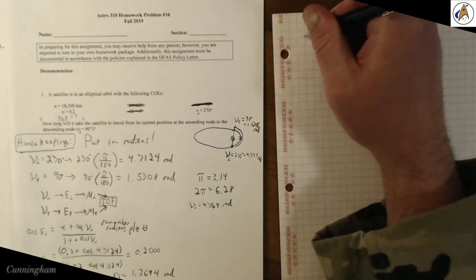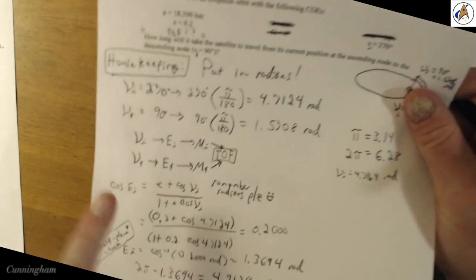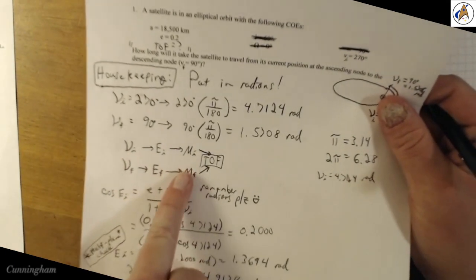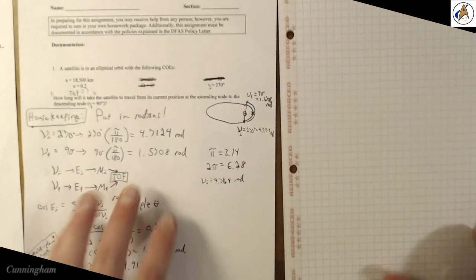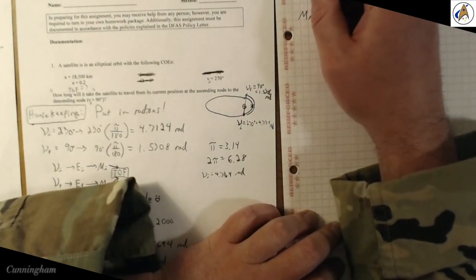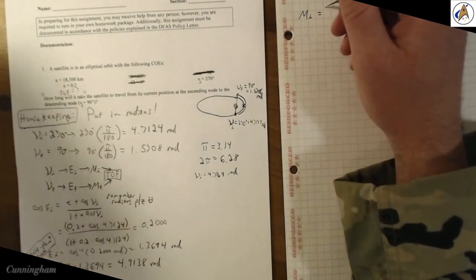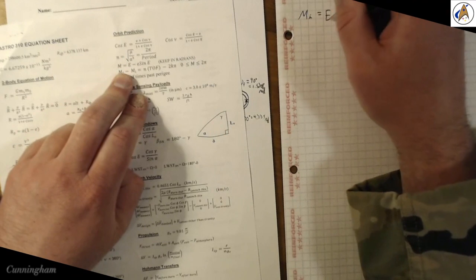All right, we found our eccentric anomaly initial. And as you guys recall from the process, now we are going to plug that into mean anomaly initial. Okay. Mean anomaly initial. Give me an equation sheet. This one right here looks like it would be helpful, and it is.